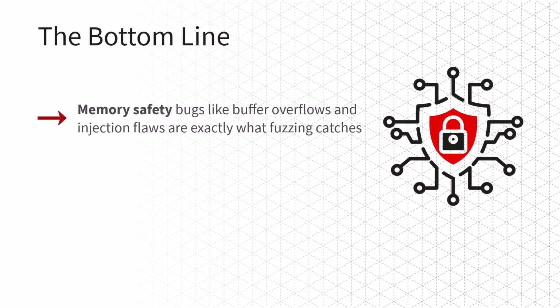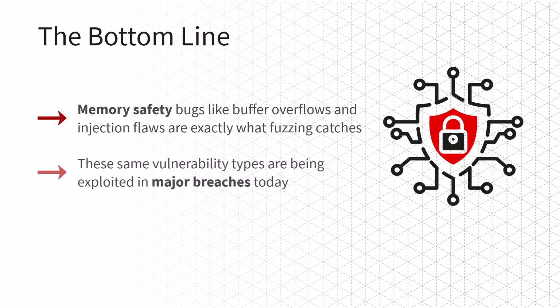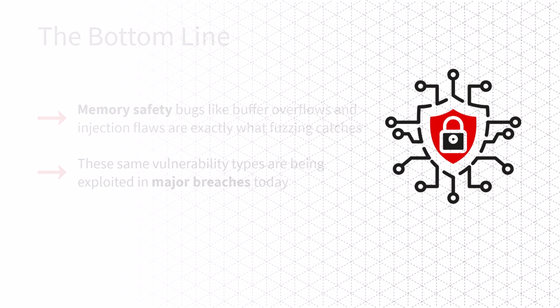The bottom line is that memory safety bugs like buffer overflows and injection flaws are exactly what fuzzing catches, and these are the vulnerability types being exploited in major breaches today.